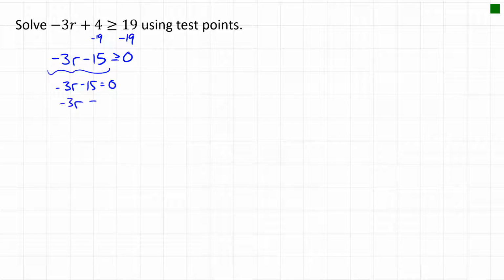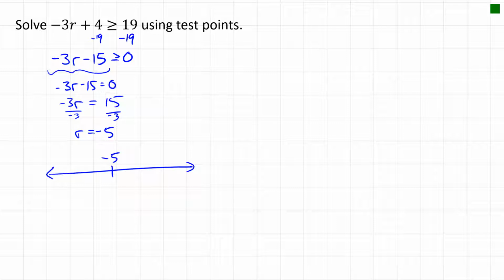So here we go. Negative 3r is equal to 15 divided by negative 3. So r is equal to negative 5. We'll test values on either side of negative 5. I don't really see any clear choices on the left-hand side, so I'll just choose negative 6. R equals negative 6 can be my test point on that side. And on the other side, I may as well choose 0, since that's such a convenient test point.